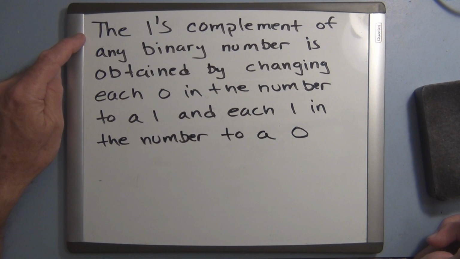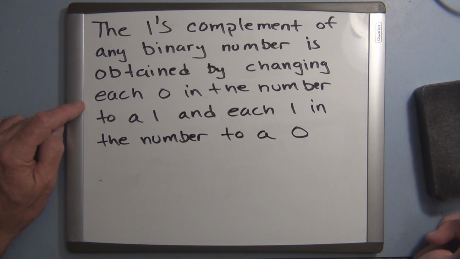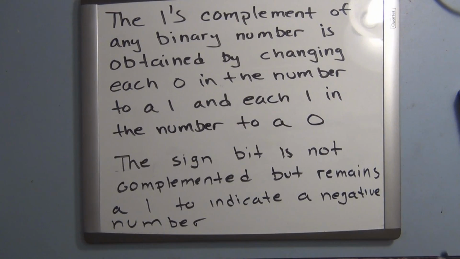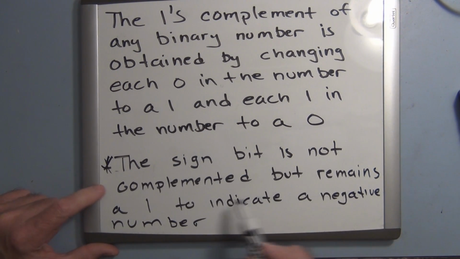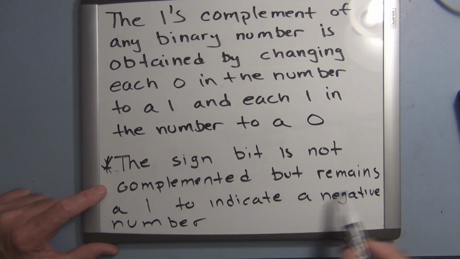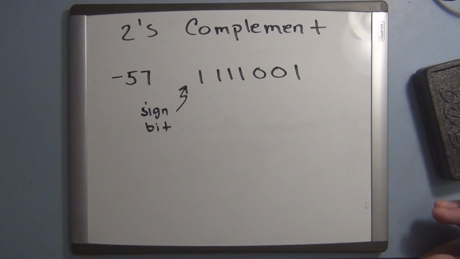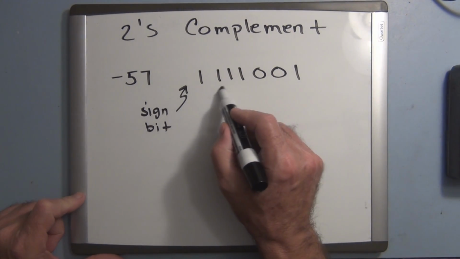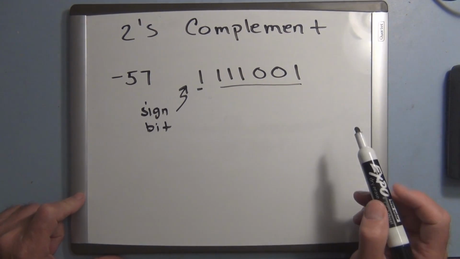So the 1's complement of any binary number is obtained by changing each 0 in the number to a 1 and each 1 in the number to a 0. Now we want to note that the sign bit is not complemented or changed, but remains a 1 to indicate a negative number. The 2's complement form of a negative number, here we have the magnitude and here we have the sign bit. We don't change the sign bit.